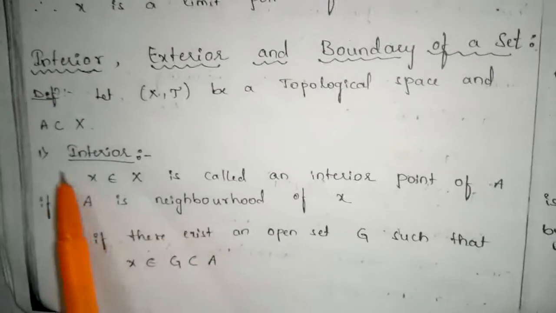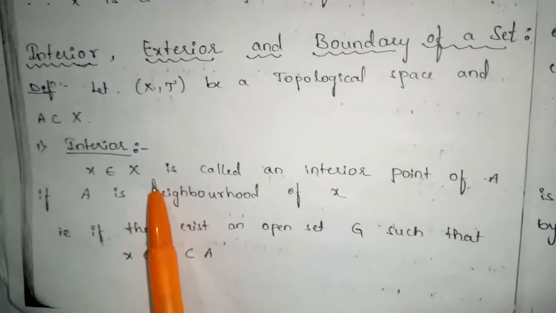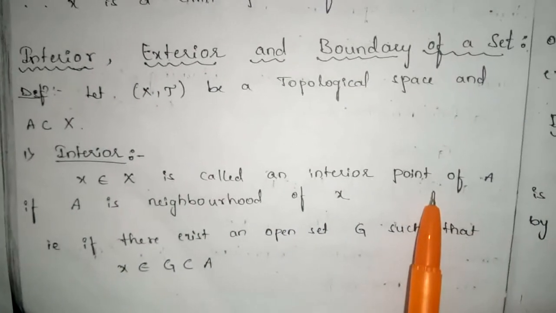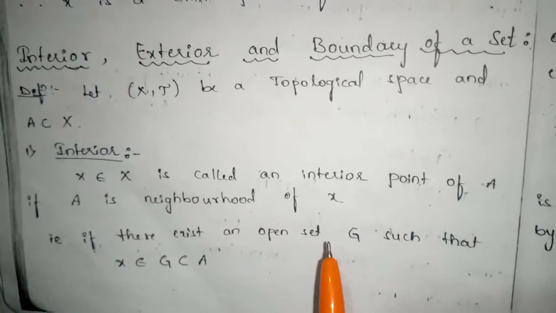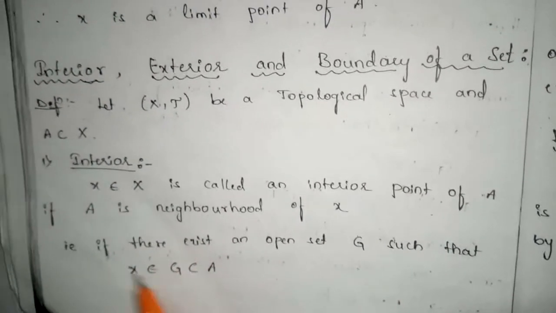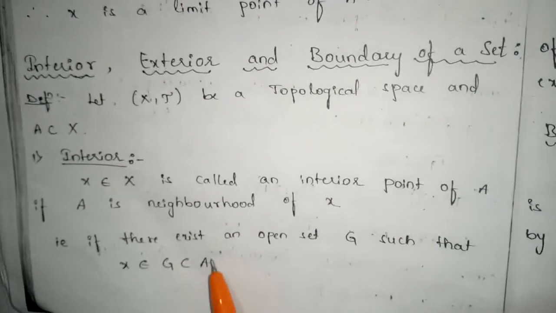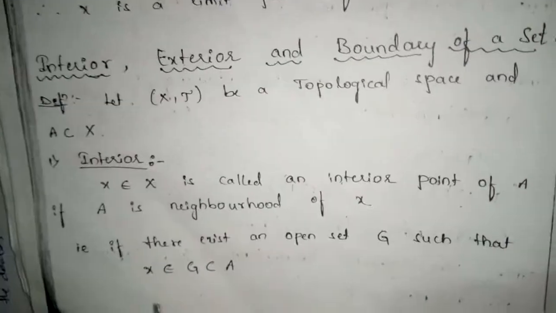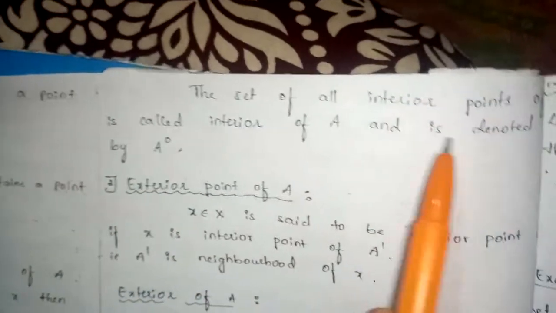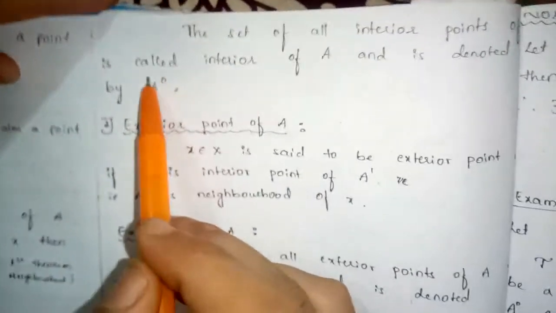Same condition for the interior, that is, X belongs to X is called an interior point of A if A is a neighborhood of X. You know the definition of neighborhood, that is, there exists an open set G such that X belongs to G, G is a subset of A. If the condition is satisfied, then only we say that X is an interior point of A. The set of all interior points is called the interior of A and is denoted by the symbol A0. This is the symbol of the interior of a set.